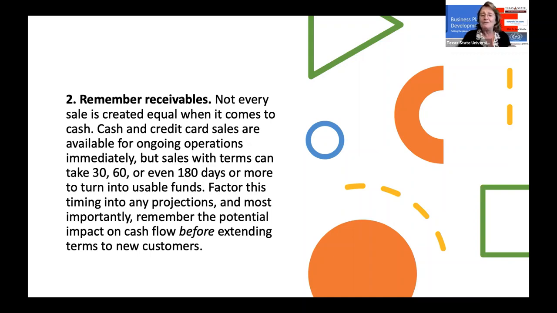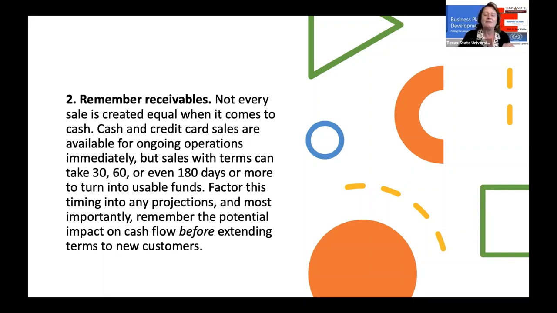Because while you're waiting for those funds, they're going into accounts receivable. If you're doing a purchase order for a sale, then that might be not for another 30 days that you actually receive the cash from that vendor or from that customer for the sales that you gave them. So don't forget about accounts receivable when you're doing your cash flow.